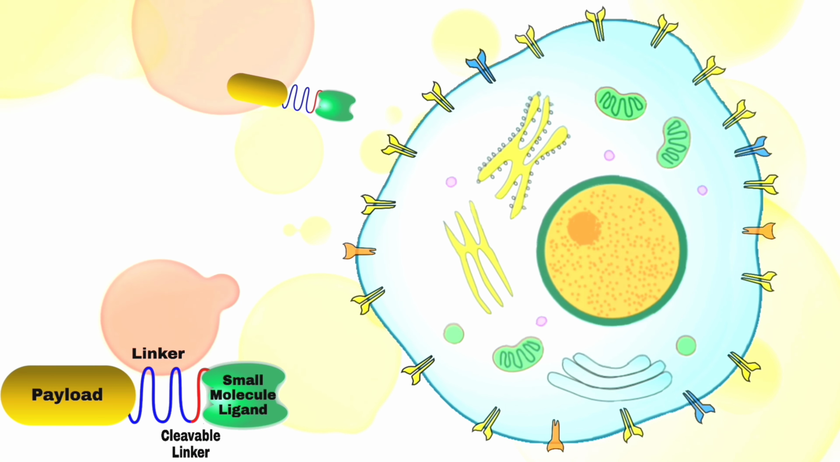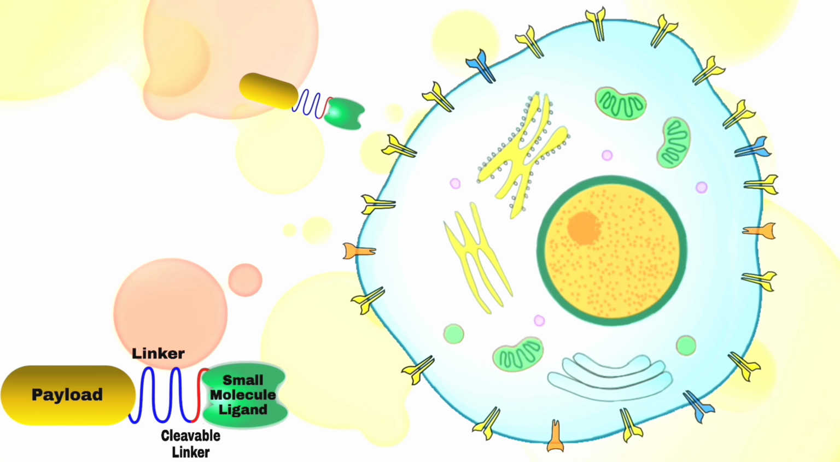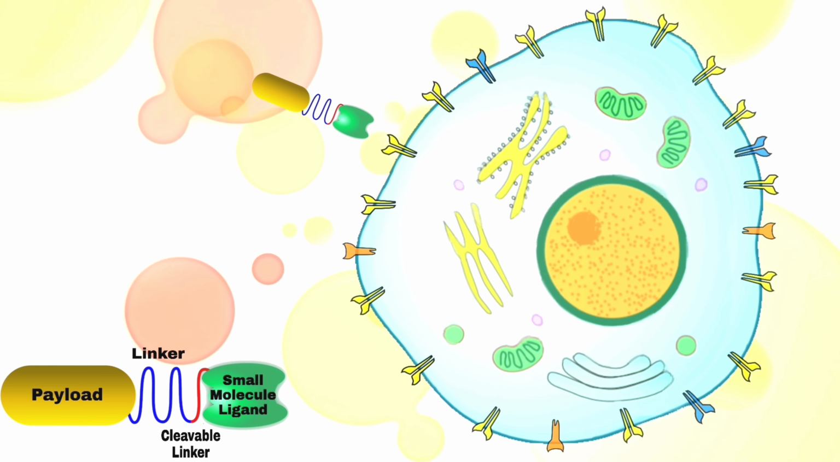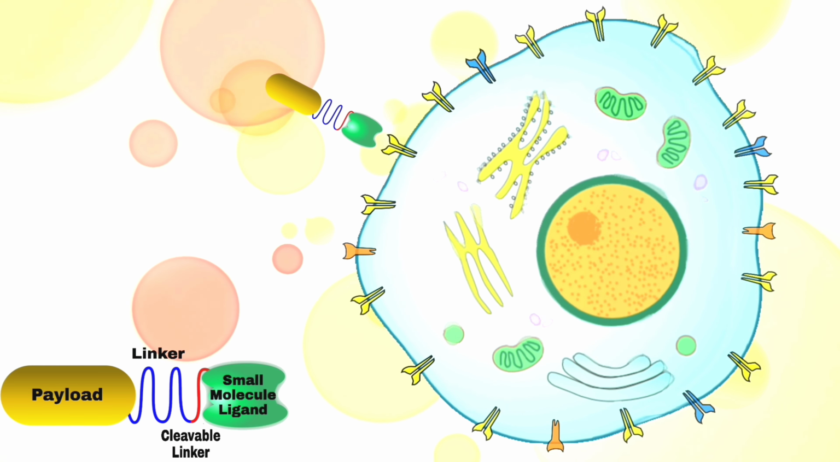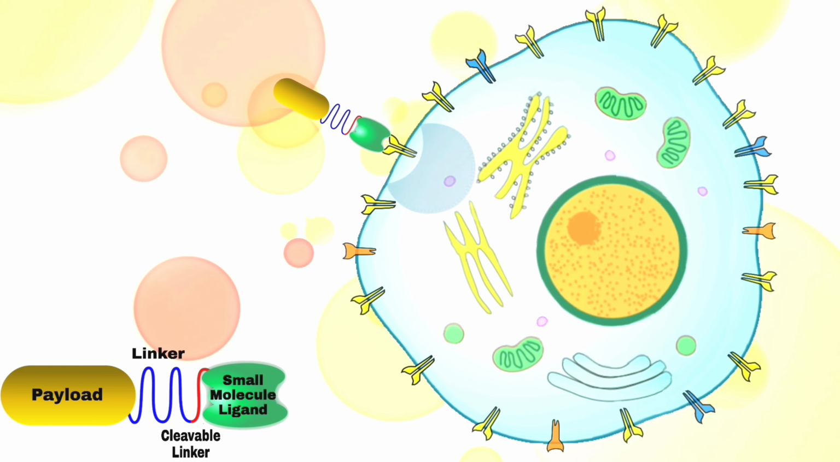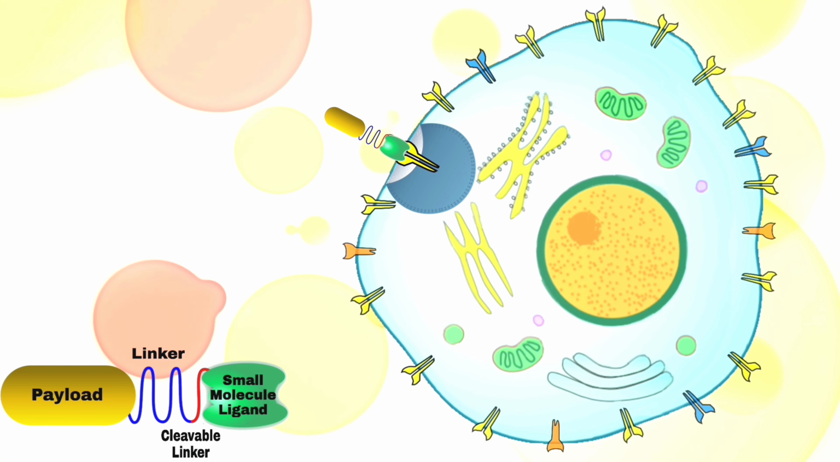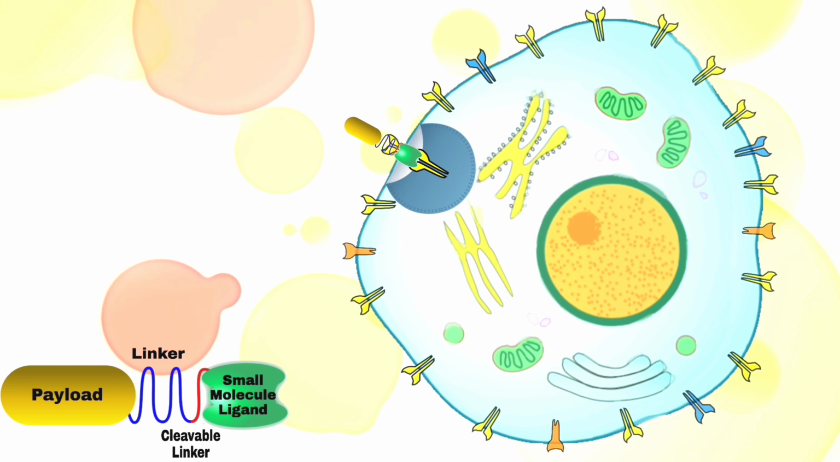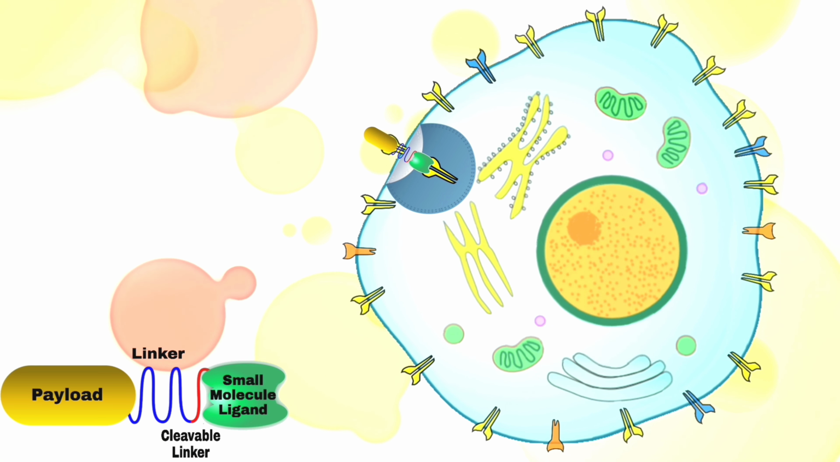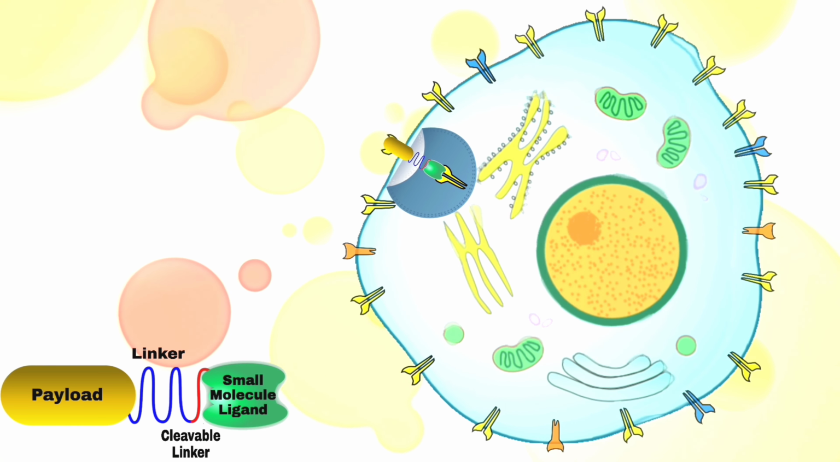Since the ligand is highly specific to cancer cell receptor, it targets the cancer cells while leaving the normal cells untouched. Then it leads to formation of receptor-ligand complex. This receptor-ligand complex then enters the cancer cells through endocytosis. Endocytosis is a process in which the endosomes engulf the receptor-ligand complex and deliver it to the cytoplasm.